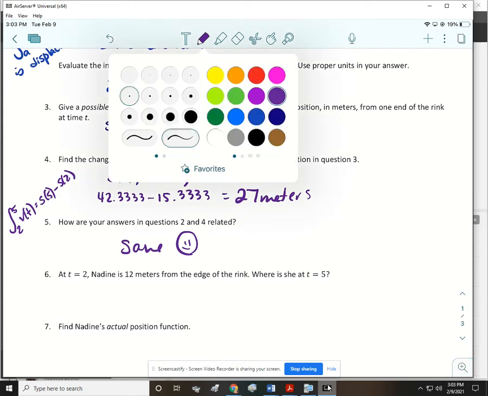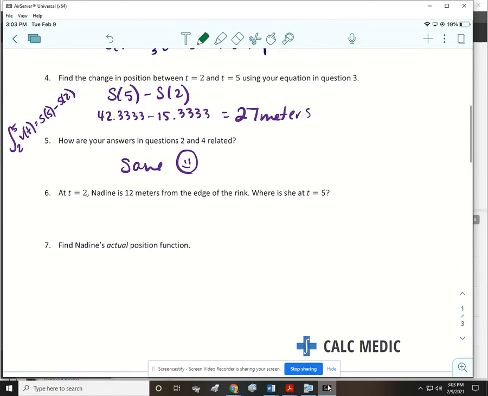All right, and then we're going to discover another rule. At time t equals 2, Nadine is 12 meters from the edge of the rink. Then we want to figure out where she is at time 5. So we can take where she is at time 2 and add how much her distance has changed between 2 and 5 seconds. That's going to be 39 meters from the edge, because she was traveling in the same direction that whole time.